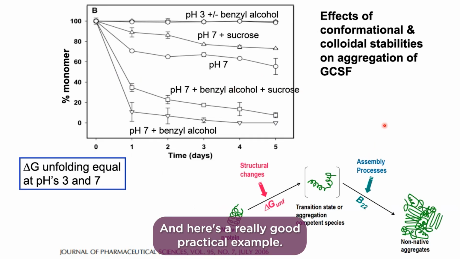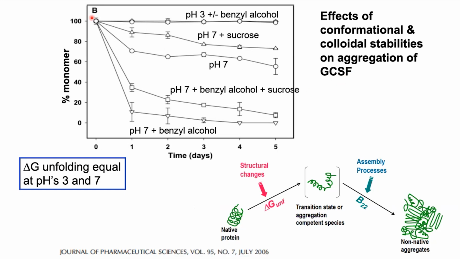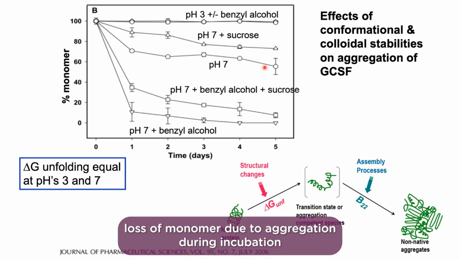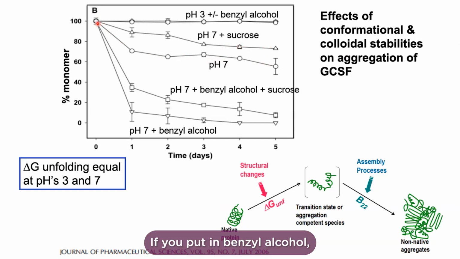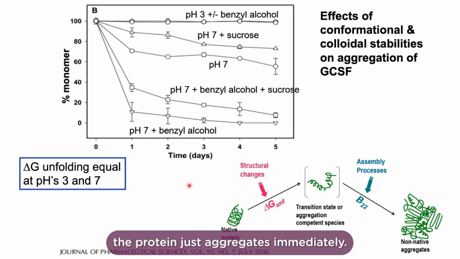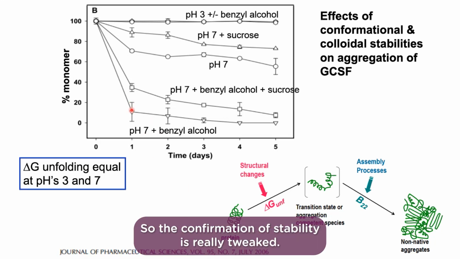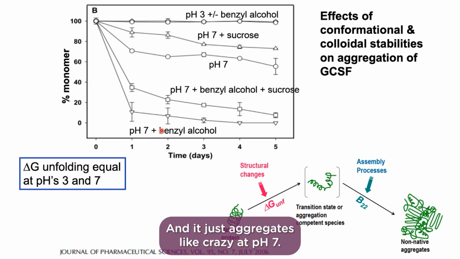And here's a really good practical example. This is looking at the same protein, GCSF again. In this study, under the conditions, here's loss of monomer due to aggregation during incubation, a moderate level of monomer loss. Sucrose kind of slows that down. If you put in benzyl alcohol, the protein just aggregates immediately. And that's because benzyl alcohol causes partial unfolding of a lot of the molecules. So the conformational stability is really tweaked and it just aggregates like crazy at pH 7.